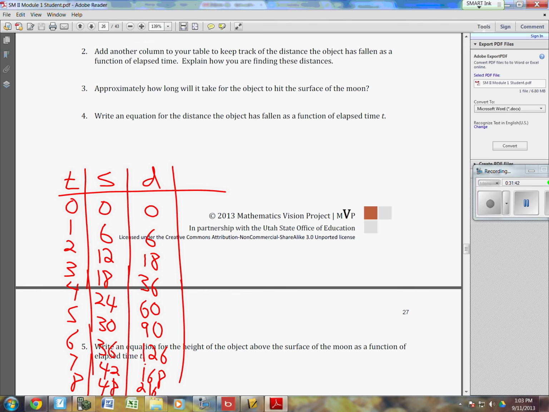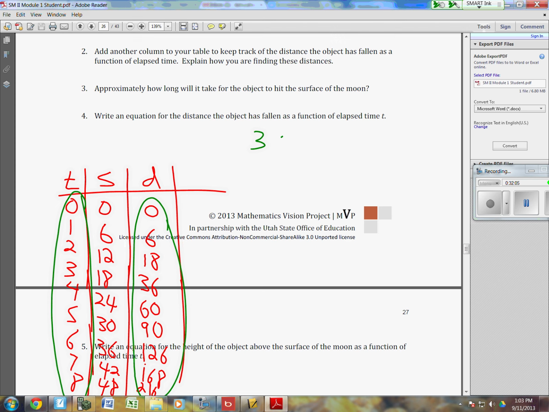Okay, write an equation for the distance the object has fallen as a function of elapsed time. So, how many of you guys wrote an equation for this column with the elapsed time? What did you guys come up with? Oh, we already did this part too? Oh, okay. I did it with you guys. That's right. What did we get?